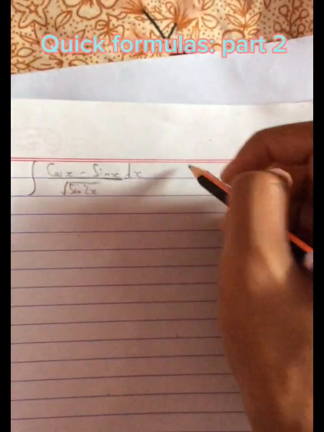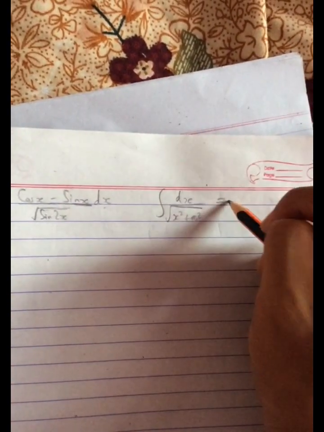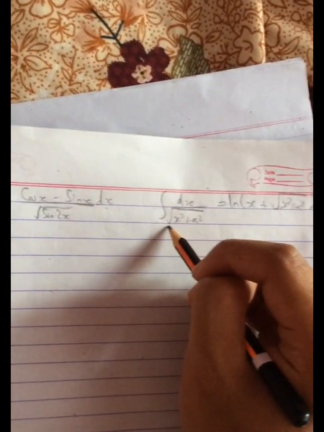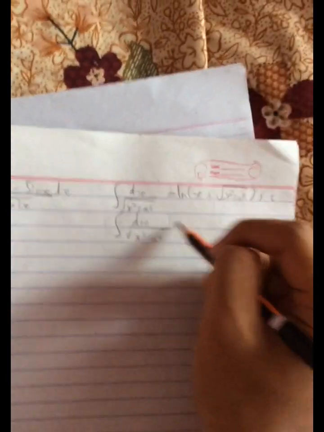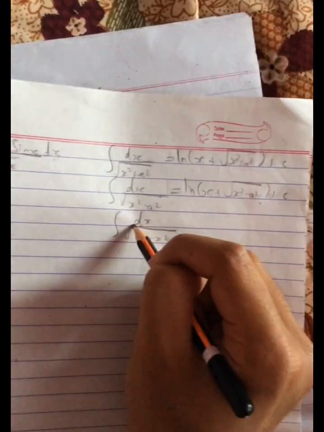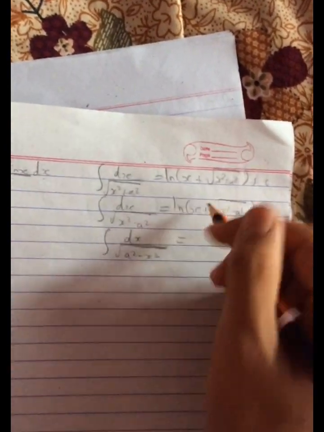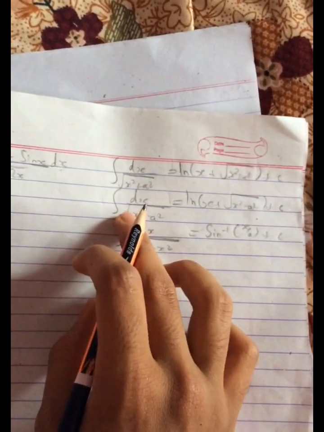Let's solve another integral, but before this I will show you 3 shortcut formulas again. For this integral, the answer will be ln |x + root x square plus a square| plus c. For this, it is quite similar. It is ln |x + root x square minus a square| plus c. For this, it is ln. No, it is not. It is in fact sine inverse x by a. You can use a short trick. For x square minus a square, you change the sign, so you use the sine.